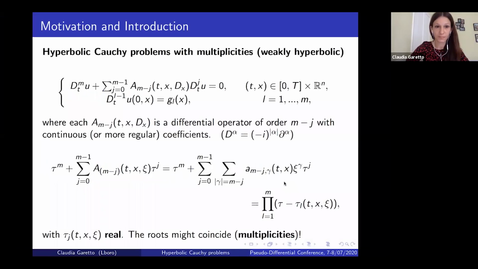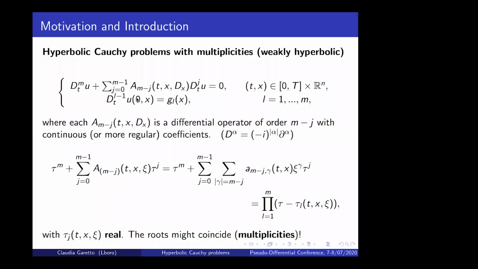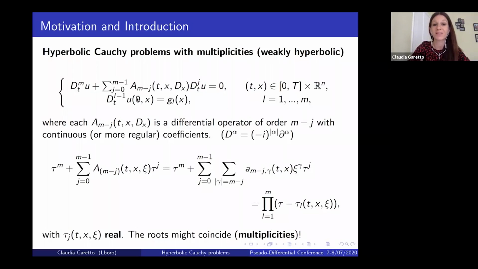So here we go. All right, so let's start by fixing some language. I will talk about hyperbolic Cauchy problems with multiplicities, and an expression which is also used in the literature is weakly hyperbolic. What does that mean? Here we have an m-order differential equation. I will use the standard notation for the derivatives, D alpha, where we have the imaginary unit to the power of the length of the derivative. So here we see an equation of order m, and we have some differential operators of order m minus j. At the moment, I'm not putting any special assumptions on the coefficients. I will be more precise later.